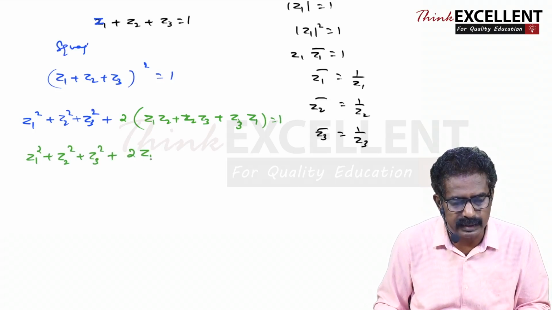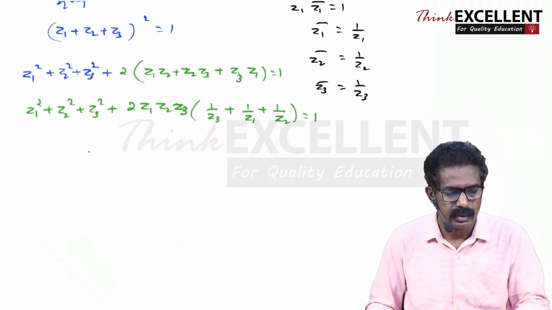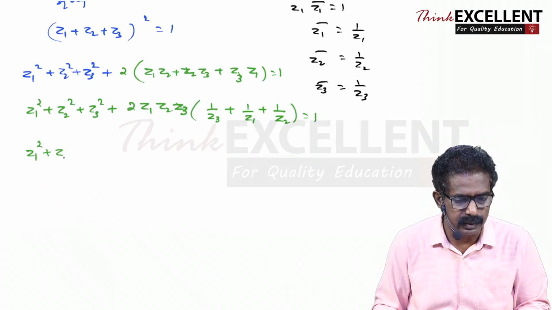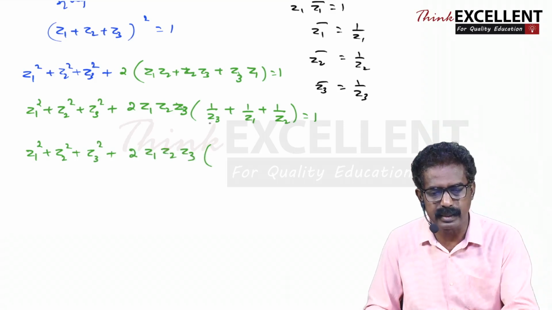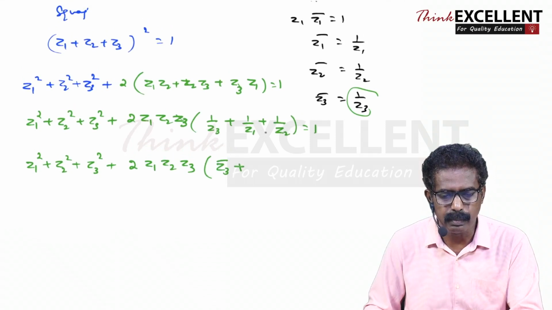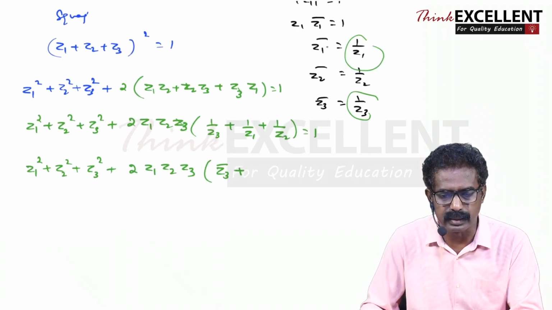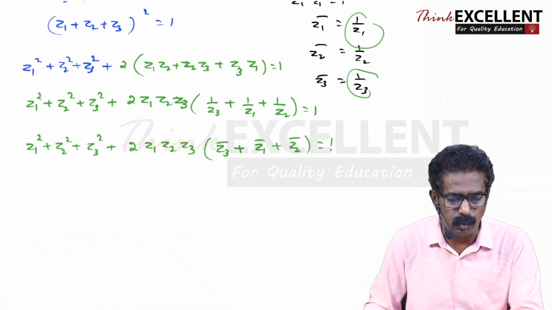Like the previous question, you take Z1 Z2 Z3 common. So what do you write here? Z1 Z2 Z3, so 1 by Z3 plus 1 by Z1, what is missing? You write 1 by Z2, equal to 1, right? So that is Z1 square plus Z2 square plus Z3 square plus 2 into Z1 Z2 Z3 into 1 by Z3. Please listen, 1 by Z3, what is that? Z3 bar. Plus 1 by Z1, it is Z1 bar, plus Z2 bar, equal to 1.